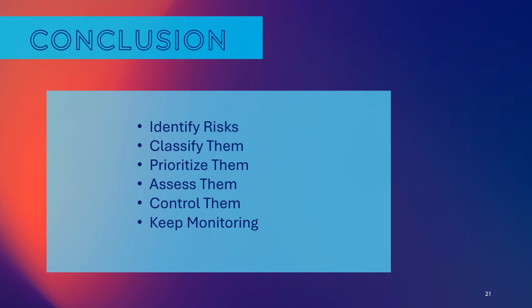To wrap up, let's recap the key steps. Identify the risks and classify them, prioritize them and assess them, control them, and keep on monitoring. It's a cycle that never really ends. The most important thing to remember is that information security isn't just an IT issue, it's everyone's responsibility. By understanding these concepts and staying alert, each of us can play a part in keeping our organization's information safe.